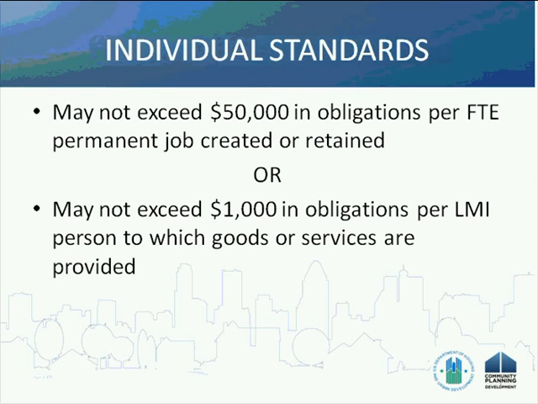The second option indicates that states cannot obligate more than $1,000 of CDBG funds per low and moderate income person in the service area for the assisted business. To determine whether the business meets the test, the grantee will need to document the appropriate service area and the number of low and moderate income persons in that area. As we have discussed, this test is not based on the actual people who shop at the assisted business.